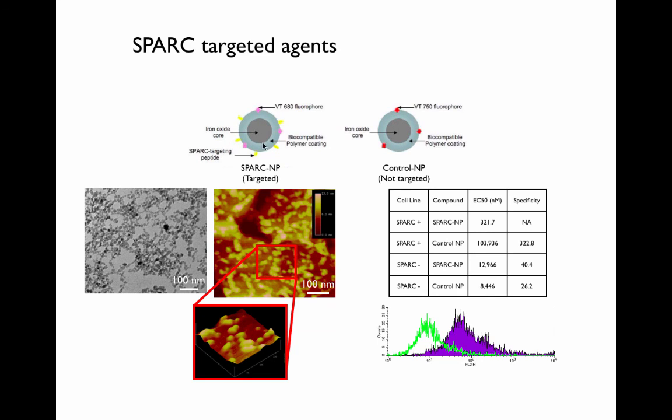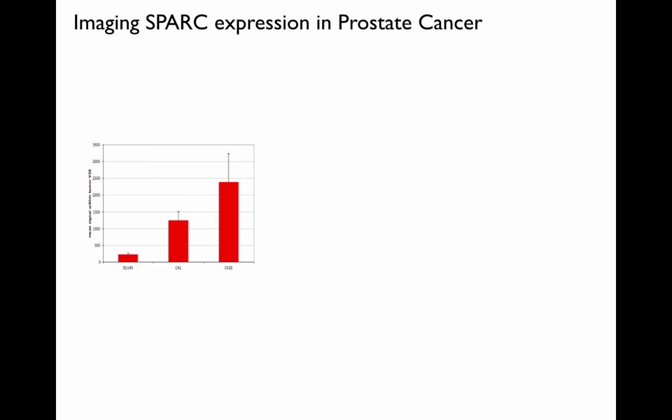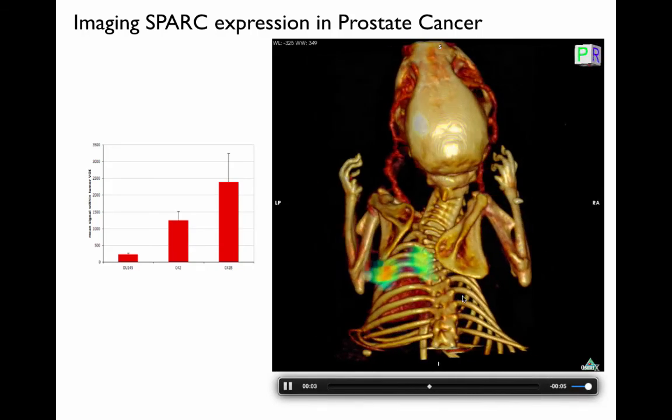Here's a different kind of nanoparticle that's coated with a carboxymethyl anhydride. And we've been able to show that it measures more aggressive prostate tumors. So the more SPARC there is, the more this is. So this is an example of imaging with these nanoparticles.